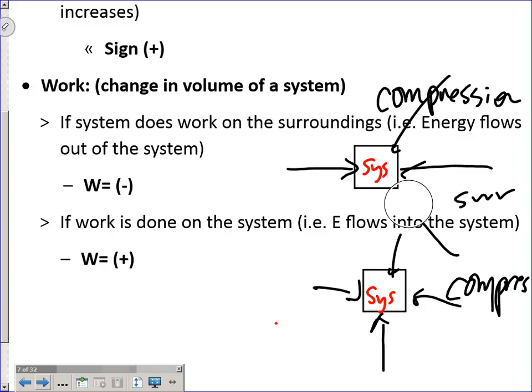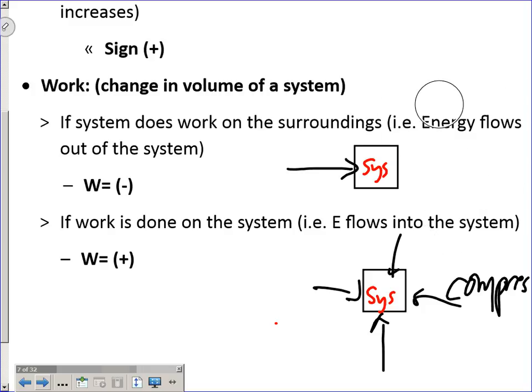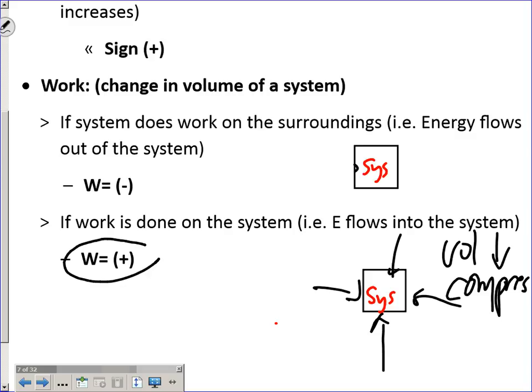And then that's in reference to the system. We're doing work on the system. So this compression is making the volume smaller, and we call that positive work because the work is being done on the system. Vice versa, if the work is being done on the surroundings, the system itself is losing energy. It's losing some sort of kinetic energy or potential energy.